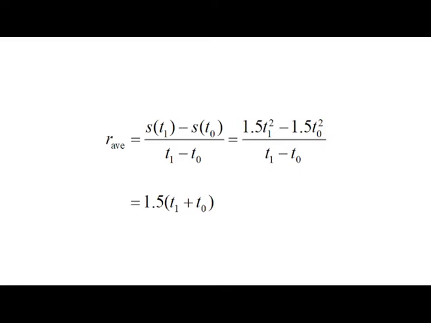If 0 less than or equal to t naught strictly less than t1 less than or equal to 12, the average speed over the closed interval t naught t1, that is the rate of change of distance with respect to time over the closed interval t naught t1, is R average equal to s of t1 minus s of t naught upon t1 minus t naught, which is equal to 1.5 t1 square minus 1.5 t naught square upon t1 minus t naught, which is equal to 1.5 times t1 plus t naught by algebraic simplification.